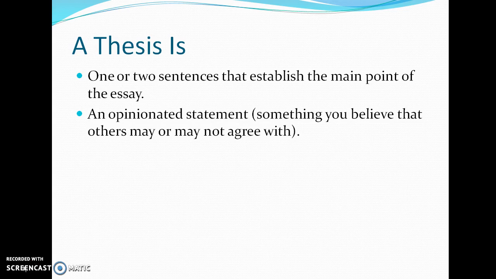For an academic argumentative essay, it needs to have an opinion. If you're writing just a basic factual style research paper, it may not be an opinion statement in that sense, but for your general purposes, it needs to have an opinion of some kind. And really that's it. There's really nothing more to a thesis than that. It's one or two sentences that is the main point of the essay, and it has to have an opinion of some kind.